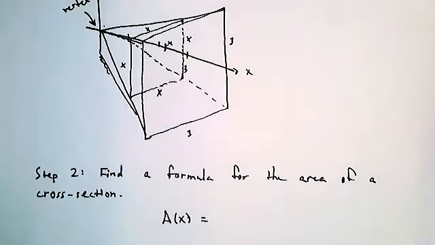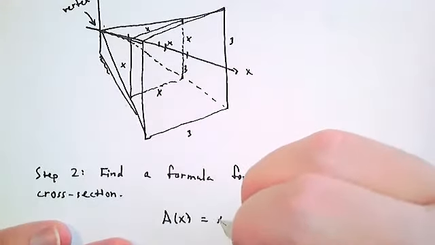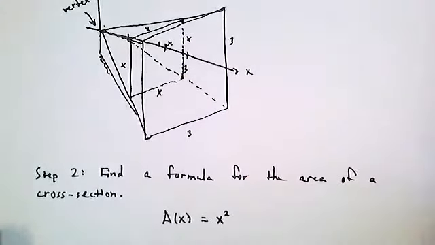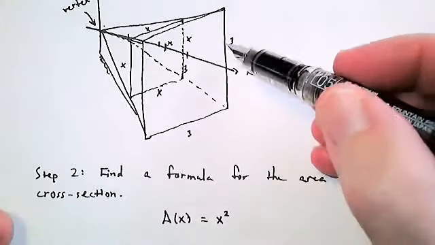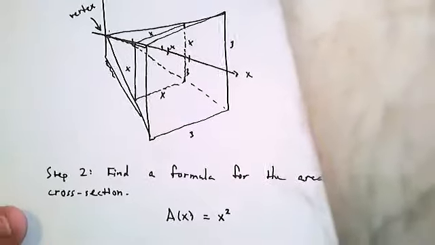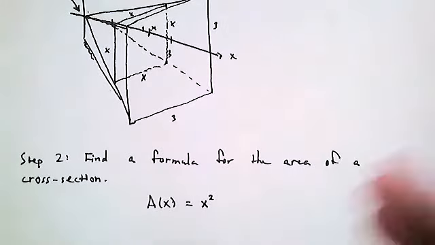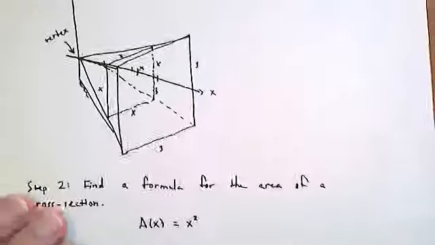But the area of this slice, which is x meters on a side, it's a square, is just x times x, or x squared. So just like the area of the base is 3 times 3, this one is x times x. So that's step 2. And then I need to continue setting up the integral for the volume. So the next thing I need to do is find the limits of integration.